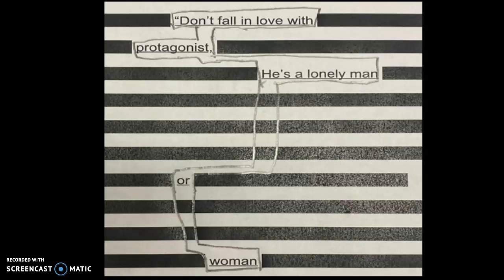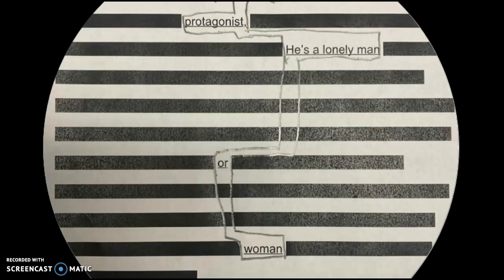In the second treated text I used, the medium was digital technology. The hypertext reads, "Don't fall in love with protagonist. He's a lonely man or woman." This, like most of the slides in this project, has arithmetic qualities because of its tree-like structure. It also has a non-linear reading path because it could be read in several ways. For example, the user can read, "Like woman," or "He's a lonely protagonist, don't fall in love." Regardless, both paths lead to the same conclusion.